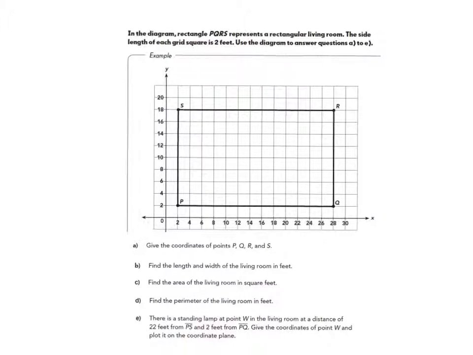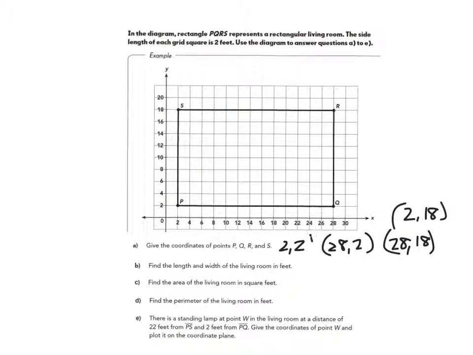So the first thing they say is to give the coordinates of P, Q, R, and S. And this is no different than what we were doing earlier when we were just coming up with the coordinate pairs. The only difference is the blocks don't count as 1, now they count as 2. So when I look at P, I know that P is at (2, 2), and I know that Q now is at (28, 2), and I know that R is at (28, 18), and I know that S is at (2, 18). So I have all these points.